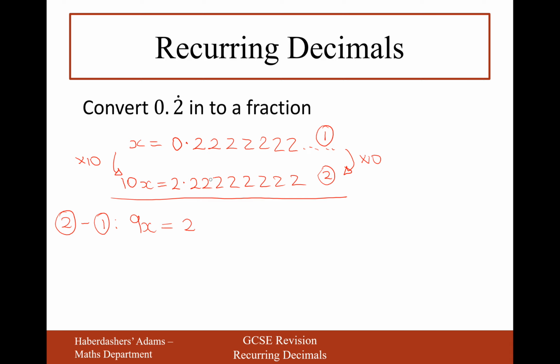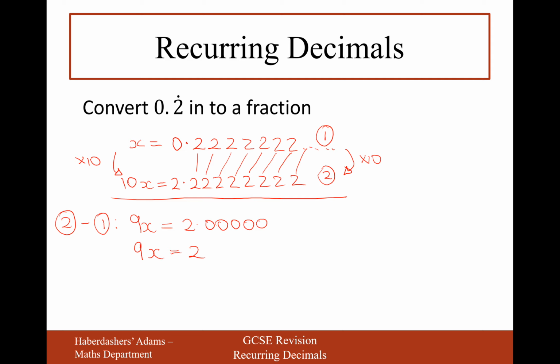Then 2 take away 2 is nothing, and so on all the way along, and that final 2 take away that 2 would leave you with nothing. So the answer here is 2.0000, infinitely many zeros. So what you've effectively got now is 9x equals 2.